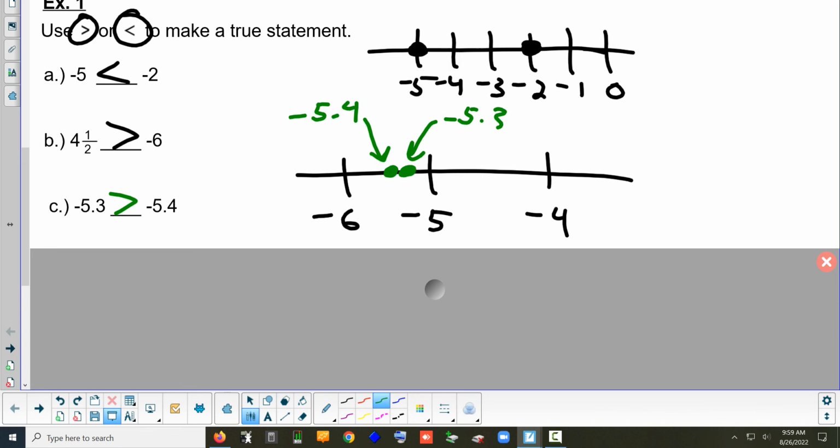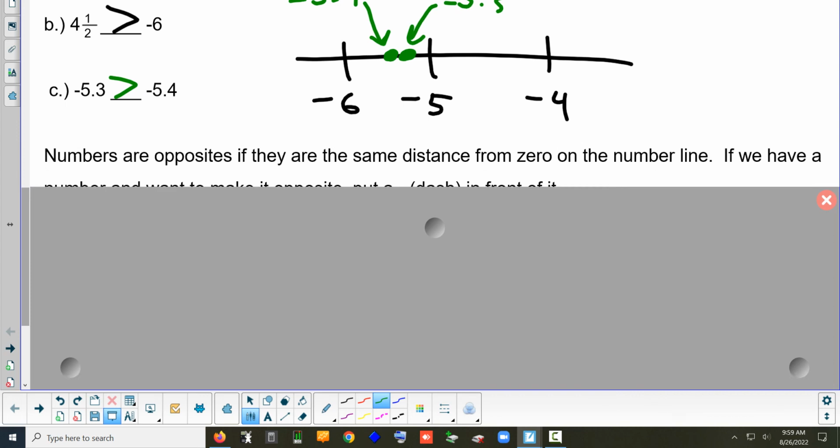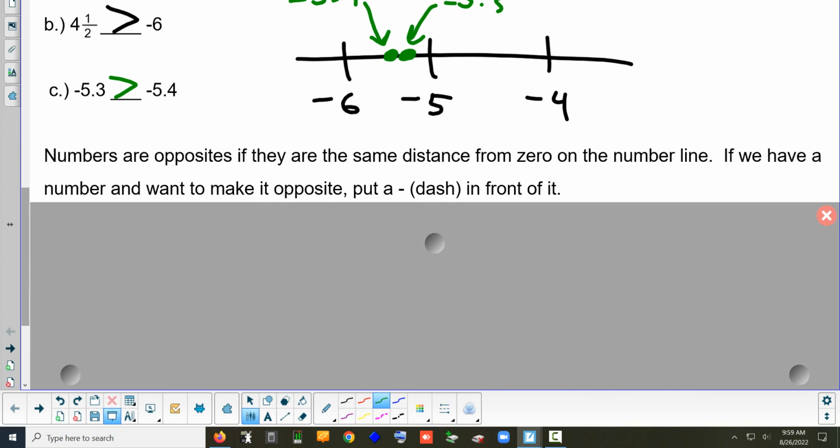All right. So the next thing, talking about what it means for a number to be the opposite. Do you guys already have that part written on your notes? Numbers are opposites if they are the same distance. Okay, so you already have that. So if we have a number and you want to make it the opposite, all you have to do is put a little dash in front of it. Right? And when you're using a calculator, it is important.